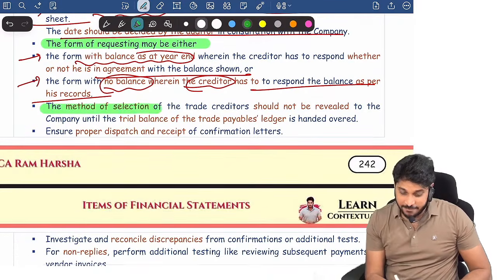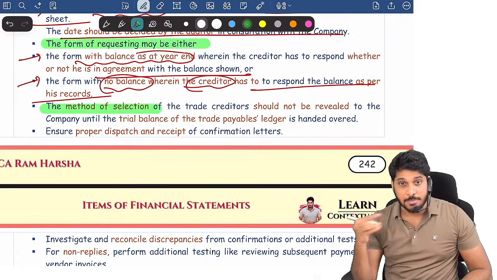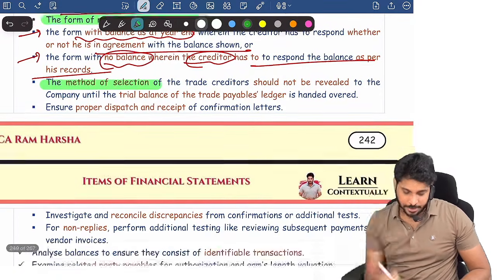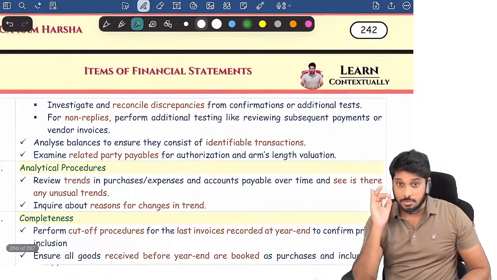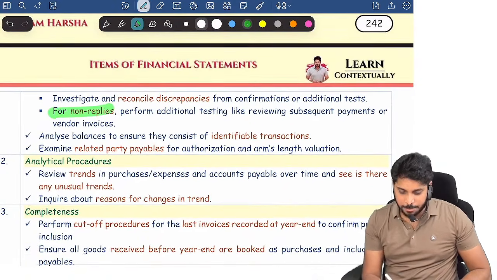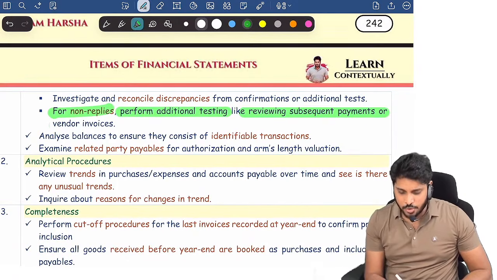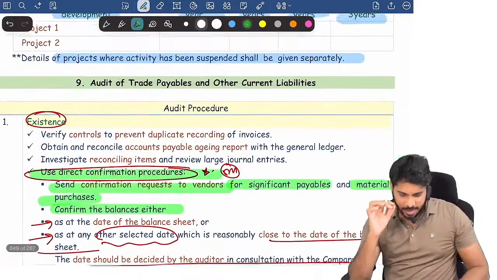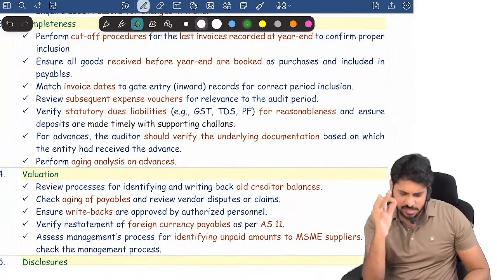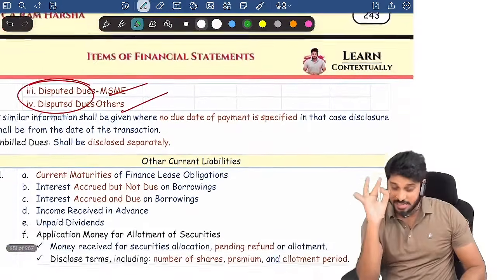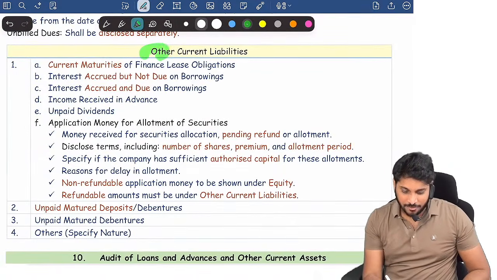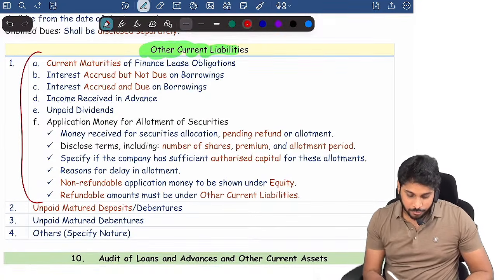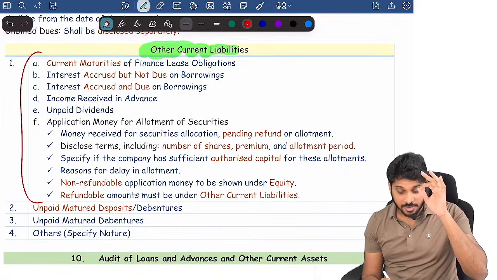Never reveal the method of selection of trade payables for confirmation to third parties, I mean to the company. Ensure proper dispatch and receipt of confirmation replies. For non-replies, perform additional tests like reviewing subsequent payments, vendor invoices, all that. That's it, guys. So this is regarding existence of trade payables. Only existence is important in trade payable. Then other current liabilities. If the company has any other current liability, we need to give the following disclosure.